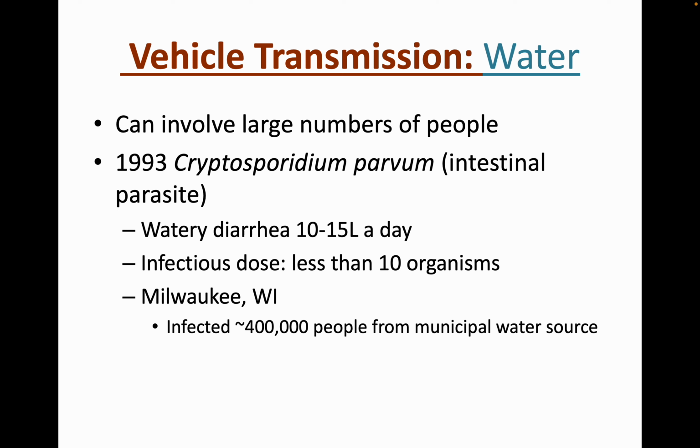All right, let's talk about water now as a vehicle of transmission. This can often involve very large numbers of people. For example, in 1993, Cryptosporidium parvum, an intestinal parasite, infected about 400,000 people in Milwaukee from a municipal water source. The infectious dose is less than 10 organisms. It takes very little Cryptosporidium to make people very sick. And when I say very sick, I'm talking watery diarrhea on the order of 10 to 15 liters a day. That's a ridiculous amount of volume.